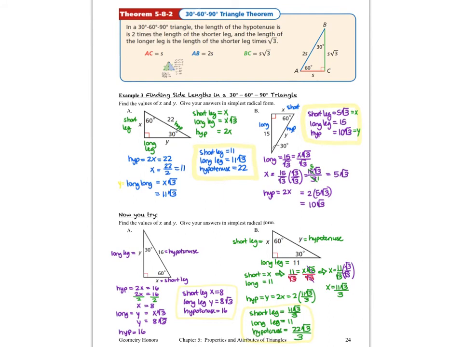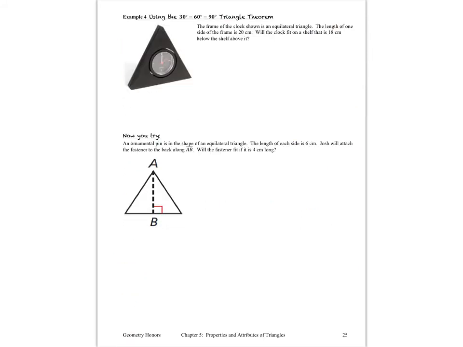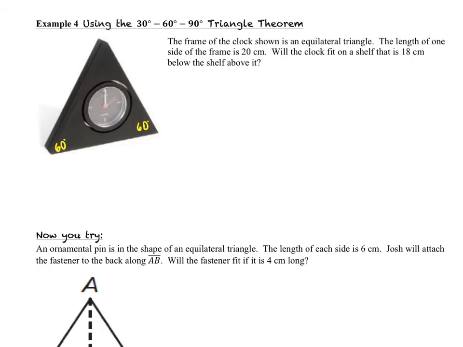Now let's take a look at example number 4. In example number 4, we have a clock, and it says the frame of the clock shown is an equilateral triangle. The length of one side of the frame is 20 centimeters. Will the clock fit on a shelf that is 18 centimeters below the shelf above it?